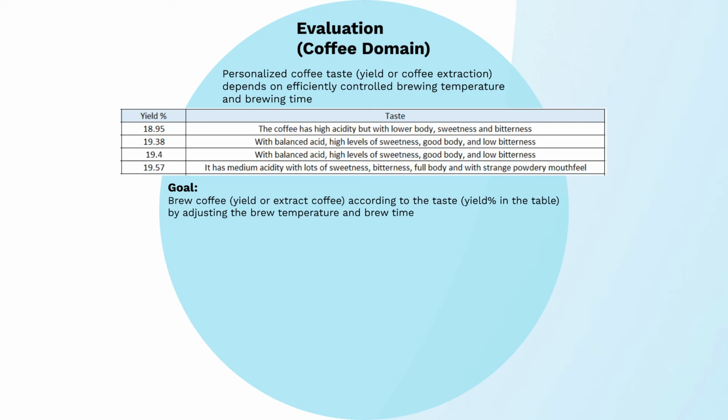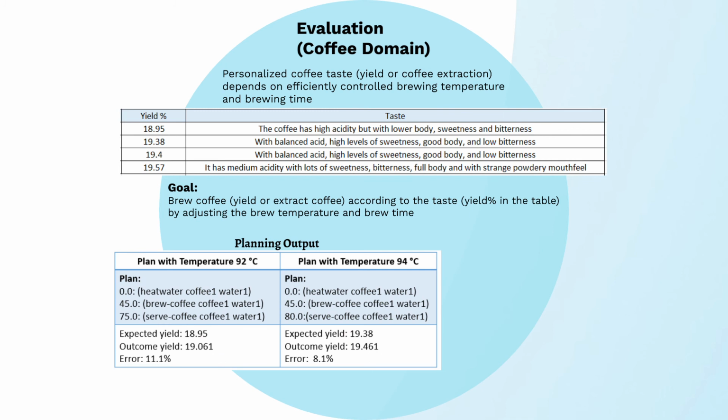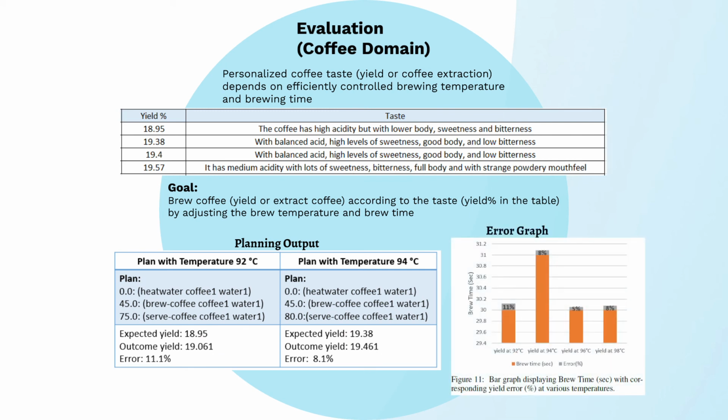To evaluate the learned process models on coffee domain, we have simulated 4 different plans according to the expected yield. Figure 11 shows the bar graph displaying coffee yield at different temperatures, where error in percentage is the difference between the actual and predicted yield.